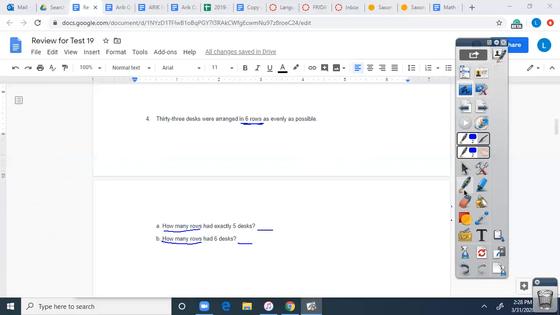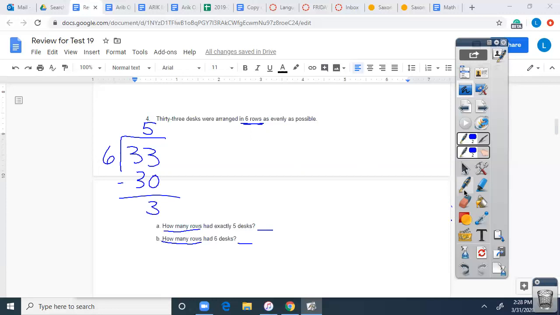So we've got 33 desks. We are trying to arrange them into 6 rows. So I'm going to divide by 6. 6 goes into 33 how many times? It only goes in 5 times. 5 times 6 is 30. 33 minus 30 is 3.